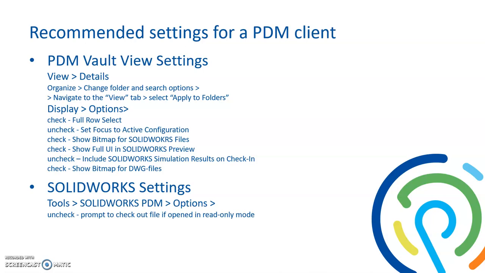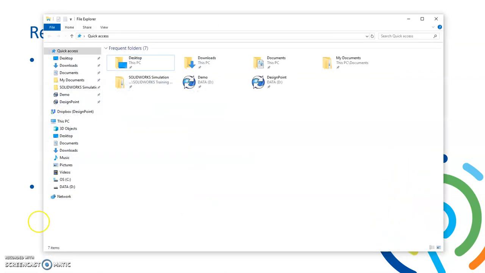Here's a list of the settings that we'll be going over. Part 1 will be the PDM Vault View settings, and Part 2 will be the SOLIDWORKS settings. Let's jump over to our File Explorer in order to take a look at how that's done.